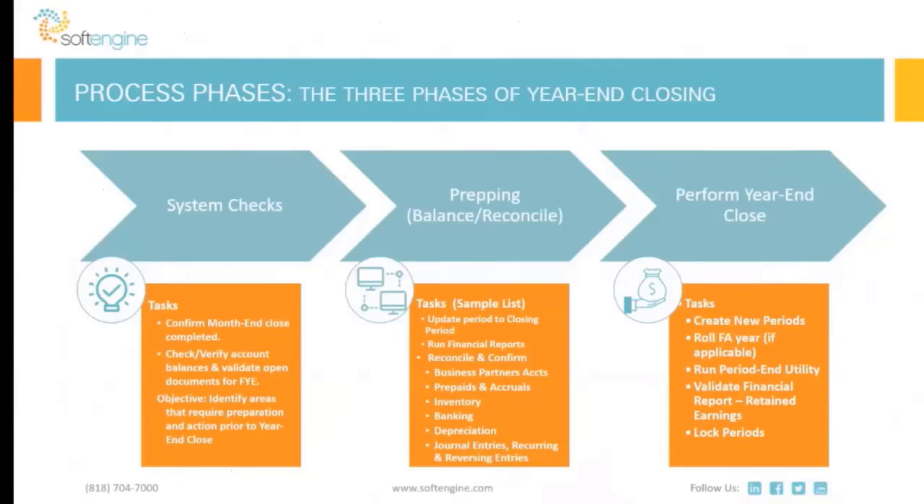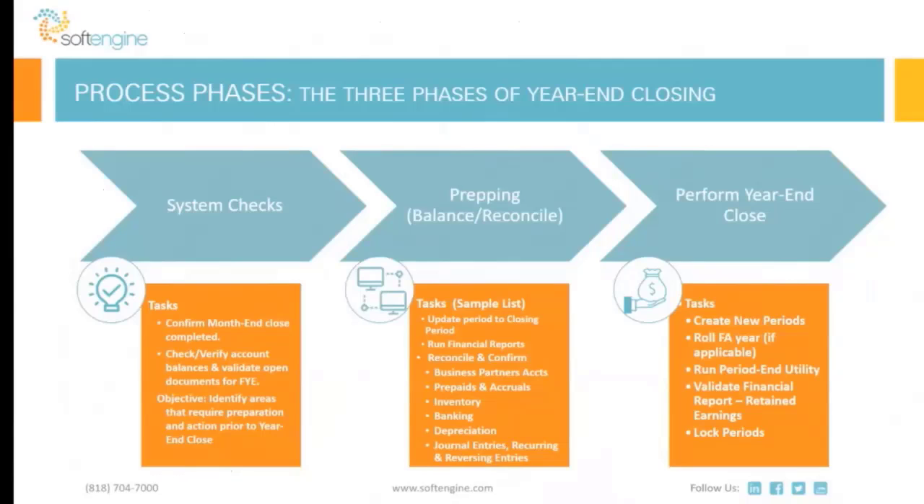The following graph provides an illustrated view of the three main phases of the year-end closing process. Bear in mind that these processes include a mixture of both business-related departmental processes as well as SAP system-related steps. First phase is a series of system checks.